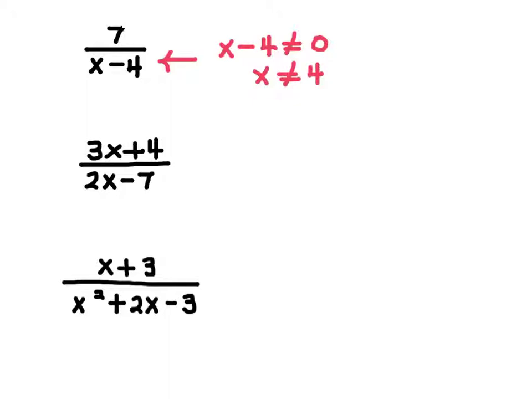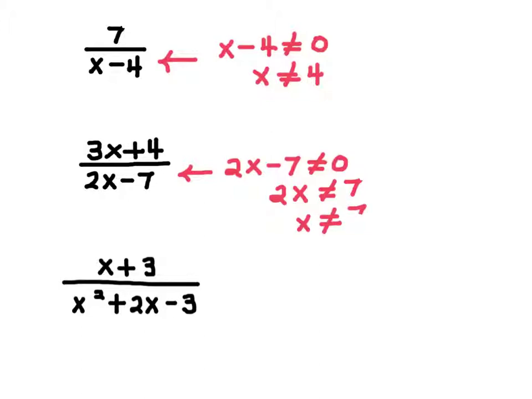In our next problem, we see that 2x minus 7 is in the denominator, and it cannot equal 0, or our expression will be undefined. So here I'm going to add a 7 to both sides, and I get 2x is not equal to 7, and then I multiply both sides by 1/2, and I get x is not equal to 7 over 2. There's my domain restriction right there.